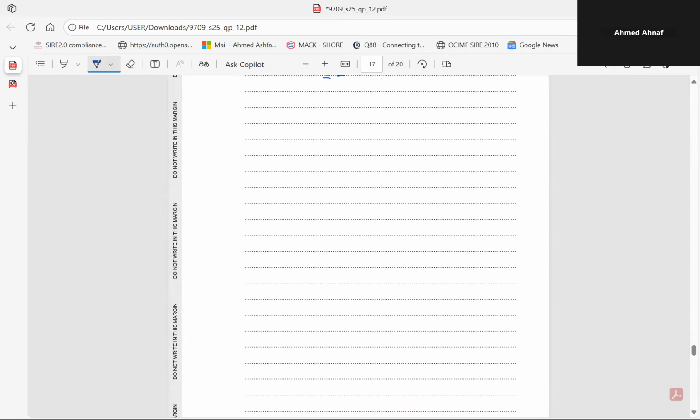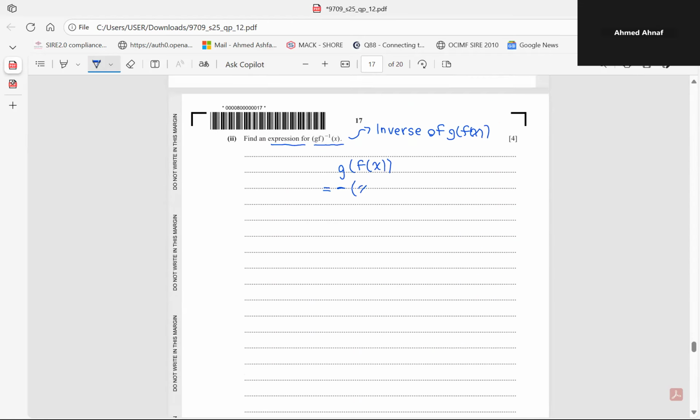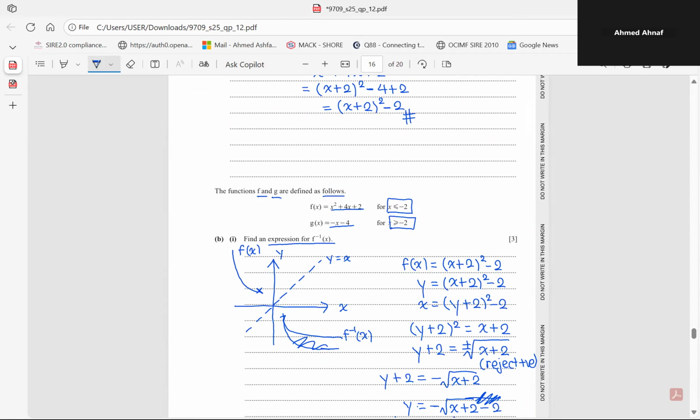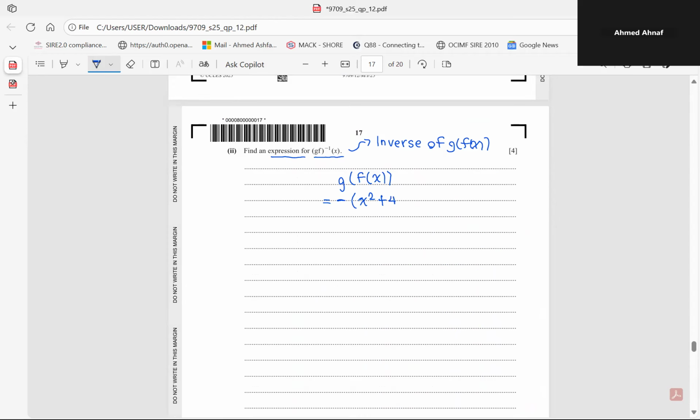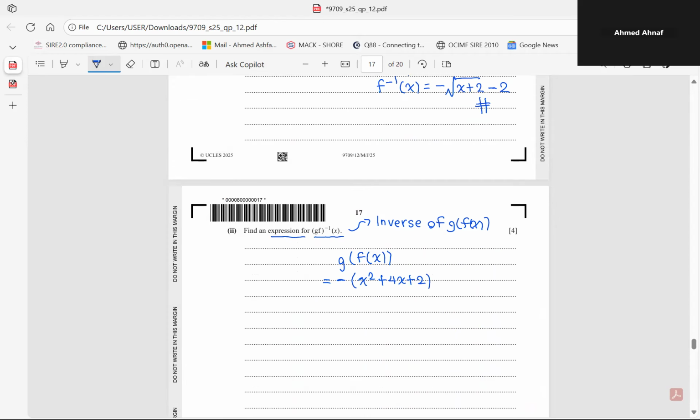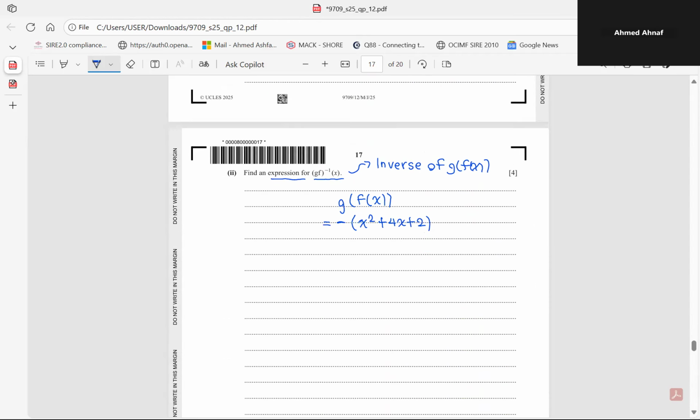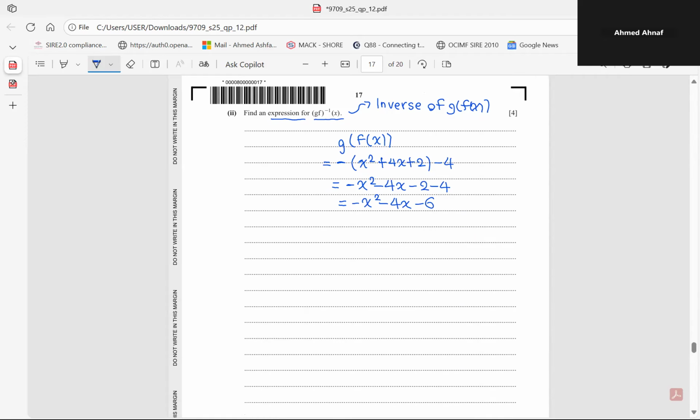So we'll get minus x squared plus 4x plus 2, and minus 4. So this will give us minus x squared minus 4x minus 2 minus 4. So this would be minus x squared minus 4x minus 6. Now we're going to factorize out minus 1, so we'll get negative x squared plus 4x plus 6.